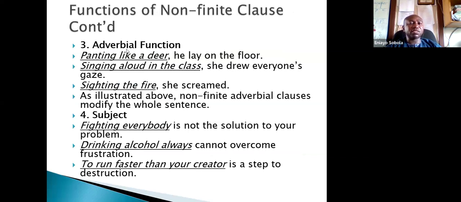So next one is adverbial function. Non-finite clause can function and perform adverbial function. Example, panting like a deer, he lay on the floor. In this place, it gives us the reason for laying, modifies the verb lay.